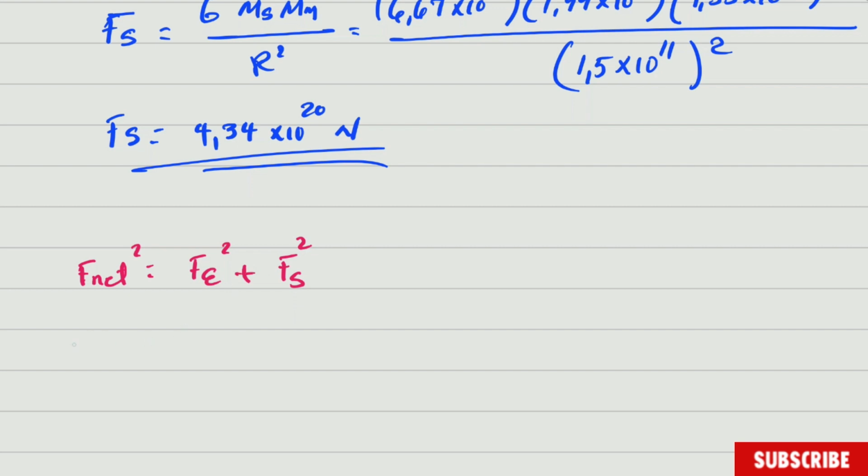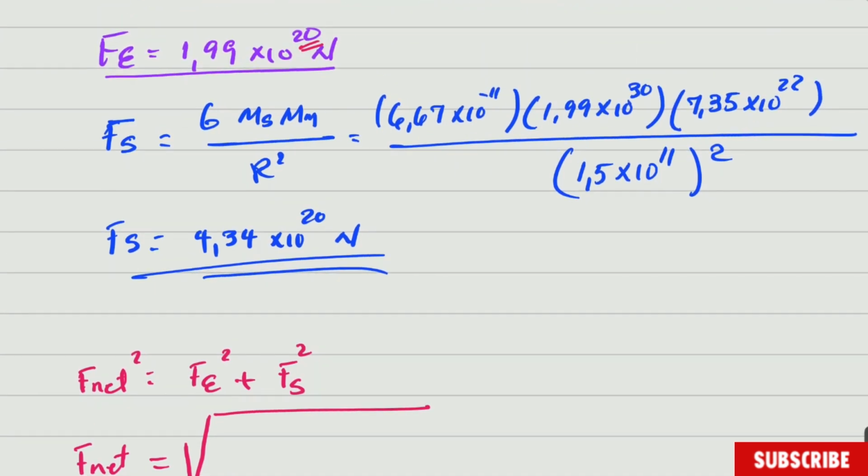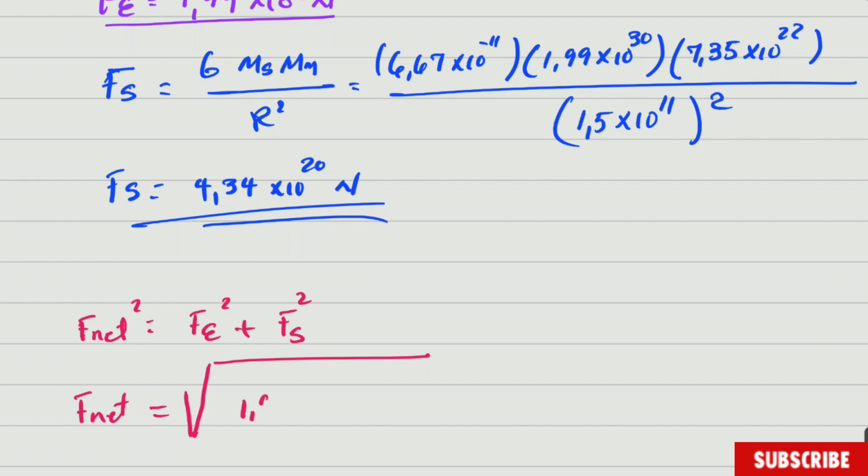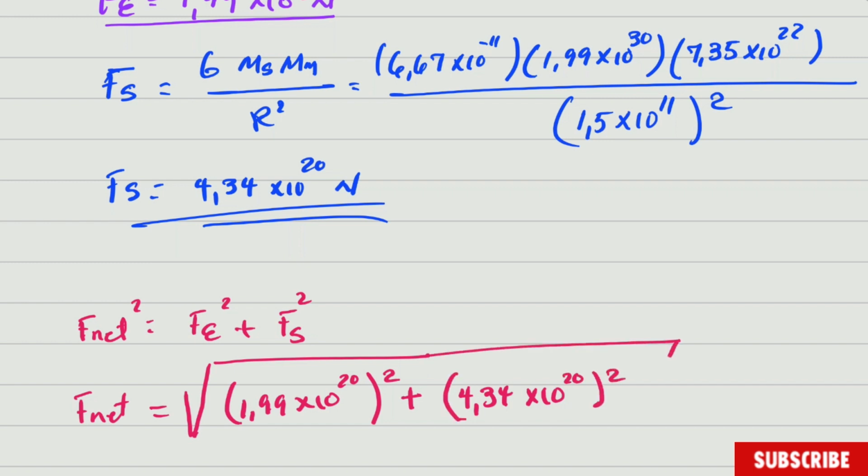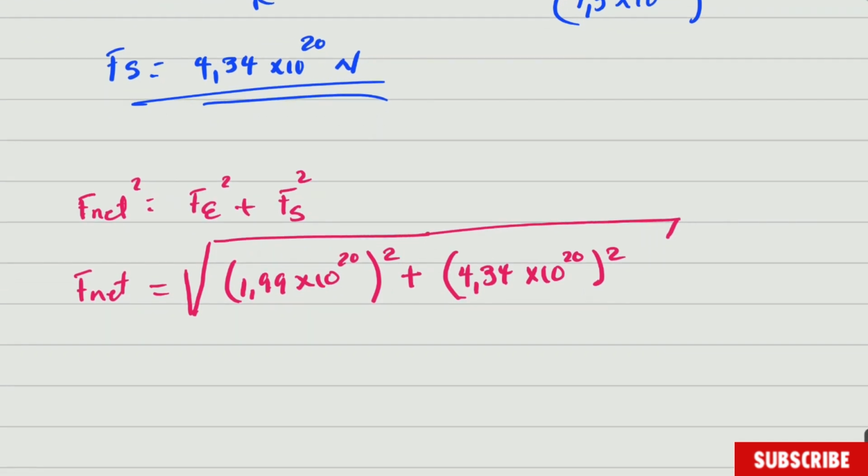Now here, if we use the square root, we get that the net force. When you substitute, you get now the force from the Earth is 1,99 times 10 to the 20. Be careful with that one, I transferred wrong from the calculator. This one is to the power 2 plus the 4,34 times 10 to the 20 squared. Alright, and this is the calculation we have to do now.